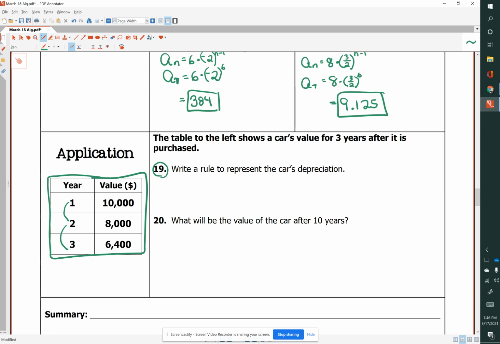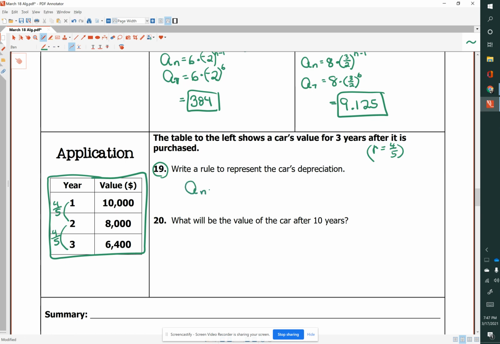It's not a matter of adding, subtracting. It's a matter of what do we multiply 6,400 by to get to 8,000? Or what do we divide 8,000 by to get to 6,400? And what do we divide 10,000 by or multiply by to get to 8,000? And that answer is 4 over 5. And to get from 8,000 to 6,400, that ratio is 4 over 5. So our common ratio is 4 over 5.